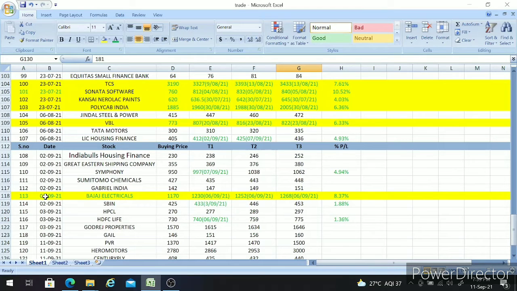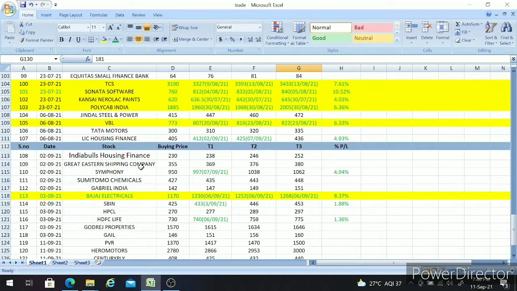The next is Bajaj Electricals. I gave the buy call for this stock on 2nd of this month with a buying price of 1170, the first target being 1230 and the third target being 1268, and it achieved all three targets within a very short span of time, giving us a percentage return of 8.37%, friends.